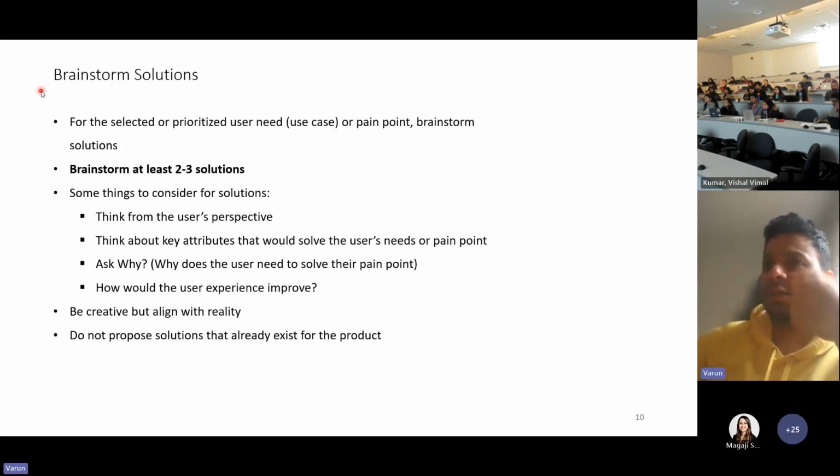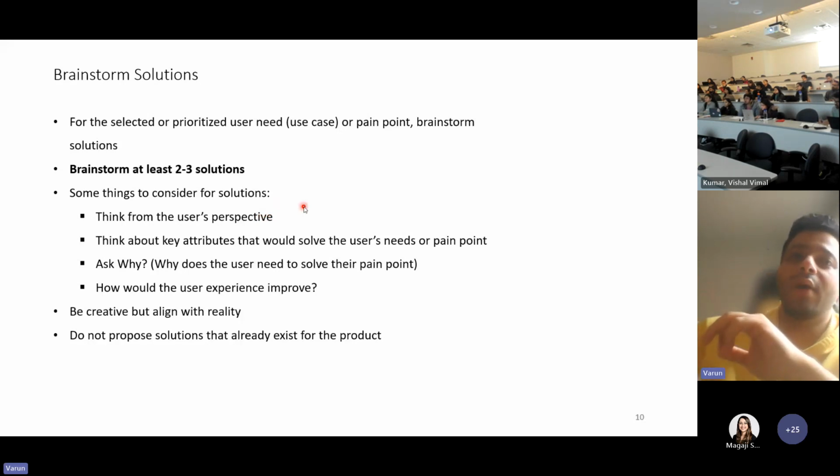And some things to consider when you're coming up with solutions. One is, of course, be creative, but don't be obscure. Don't provide a solution which is just impossible to implement. Think more from the user's perspective. This is the whole working backwards aspect. What is the pain point and how do you solve it? So move backwards from there to come to the solution.